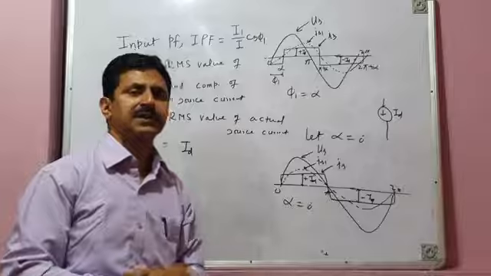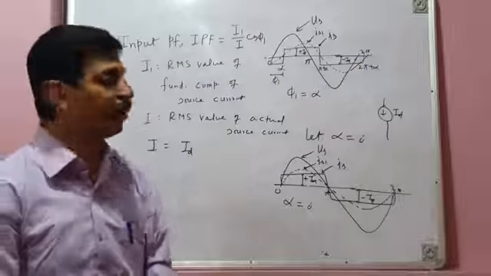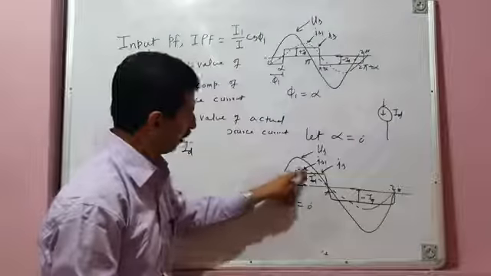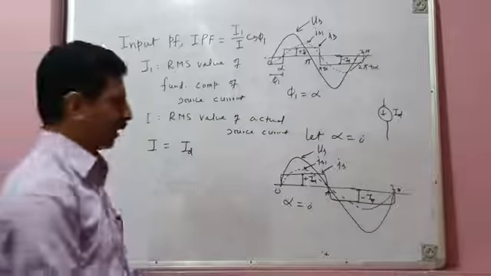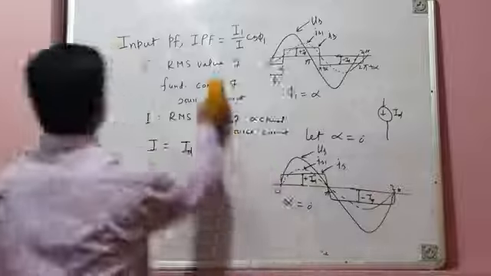What is I1? I1 is the RMS value of the fundamental component of source current. This is my fundamental component of source current. I am interested in finding its RMS value. For that purpose, I have to use the Fourier series.